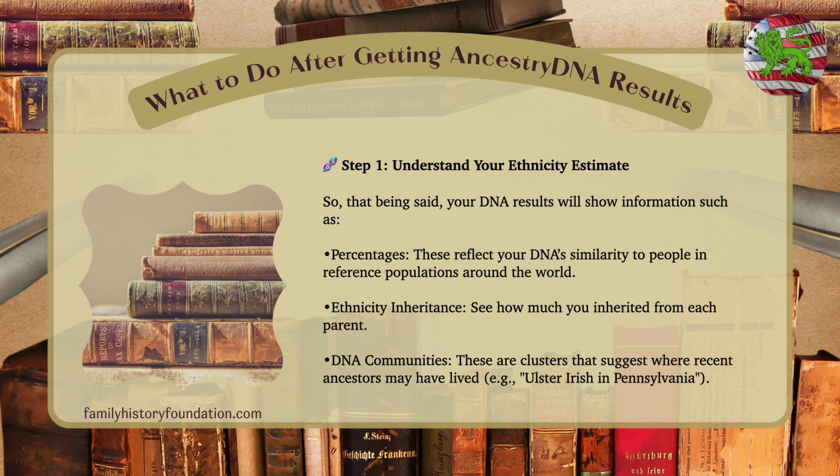Okay, so that being said, your DNA results will show information such as, and this is not an exhaustive list, percentages that reflect your DNA's similarity to people in reference populations around the world. So what percentages are you, right? Are you English? Are you Irish? Are you Swiss German? Whatever, Italian? It'll tell you these percentages, which are actually ranges, okay? Like from 30 to 40% or whatever, okay?